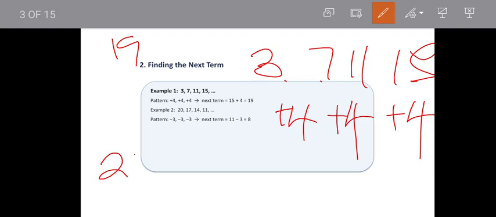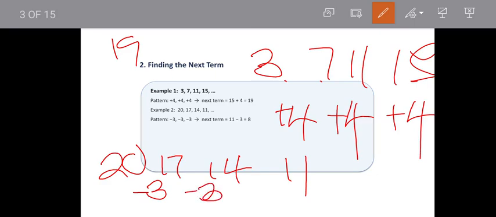If you are given 20, 17, 14, and 11, that's another example. Again, you are going to look at the pattern that exists. From 20 to 17, there's a difference of 3. To go from 20 to 17, you remove 3. To go from 17 to 14, you also remove 3. To go from 14 to 11, you also remove 3. So what is the next term? The next term will be 11 minus 3, which will be 8. So that is how we find the next term.